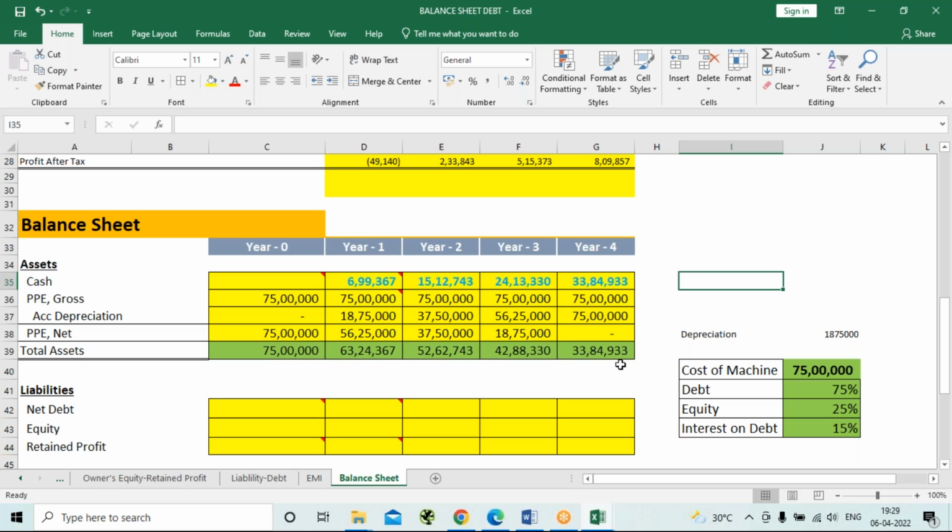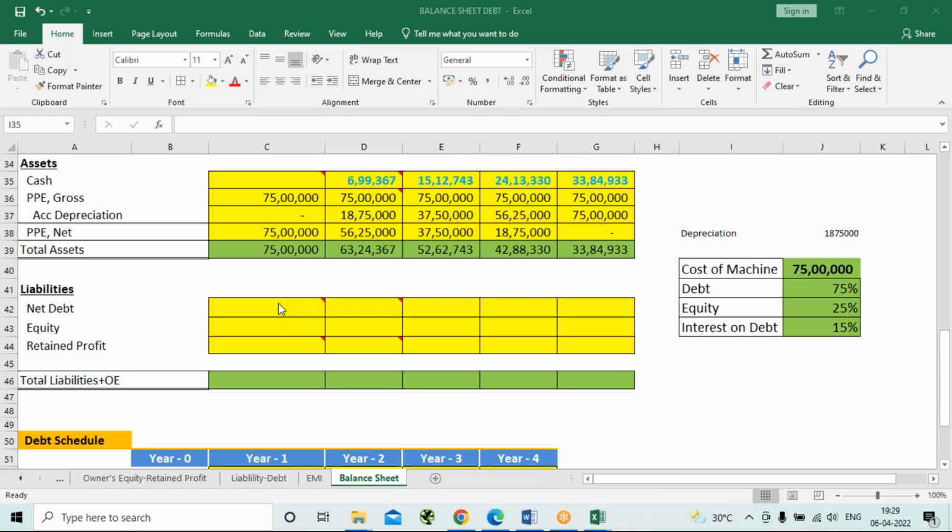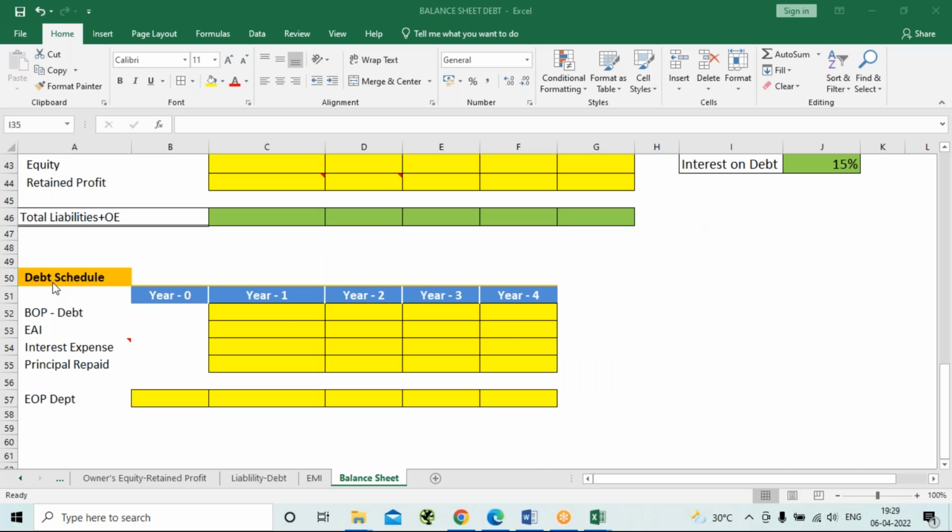Is that clear till here? Is that clear to everyone? Yes, fine. So till now we have seen the calculation of an asset. Let's see the liabilities calculation. How will the liabilities calculation be done? First one is net debt. Here, what is the debt value to be entered? The net debt value is going to be calculated based on the debt schedule.